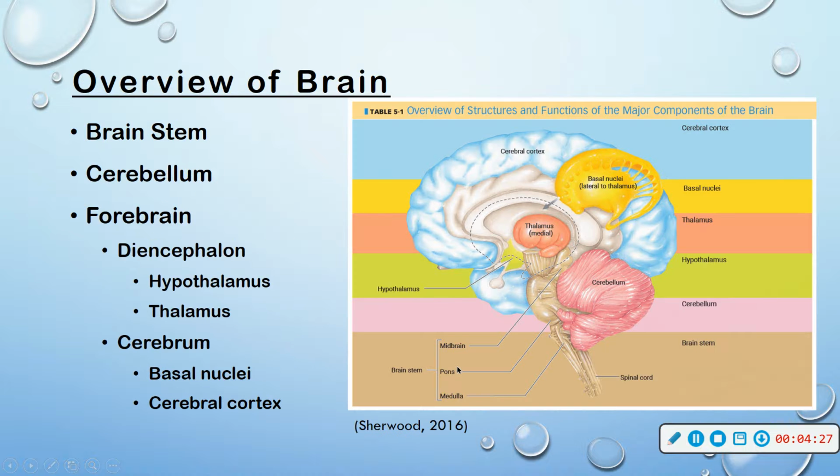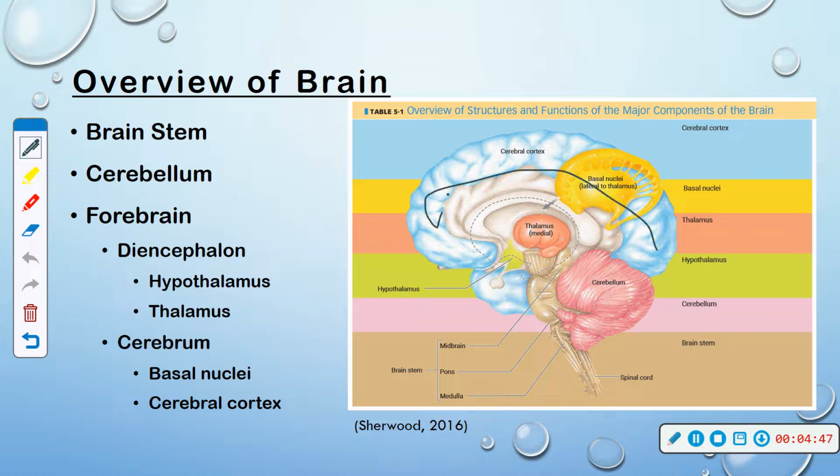So if I go back to that image, right here in this area in the center is the hypothalamus, and then the thalamus is in the very, very center. This whole region up here on top is the cerebrum. There's the basal nuclei and the cerebral cortex. The next part, I'm going to talk about the cerebral cortex, as well as the basic parts of what the basal nuclei do for us.